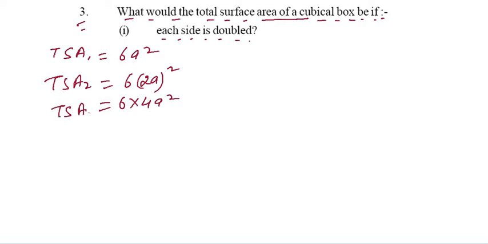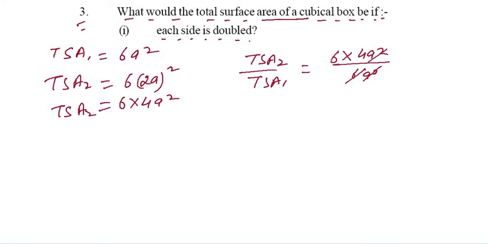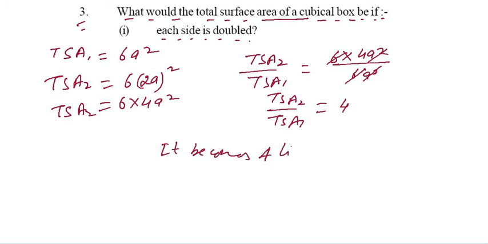So it is TSA2. That means what would be the total surface area of the cubical box? So you can say here, first of all, TSA2 divided by TSA1. So it will be 6 into 4A square upon 6A square. A square will be cancelled and 6 and 6 cancel out. So TSA2 upon TSA1 is equal to 4. So it becomes 4 times. So that will be your answer.